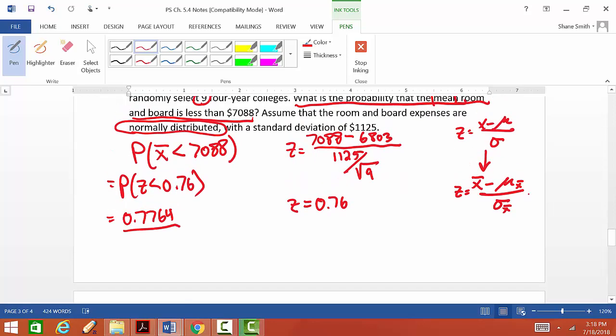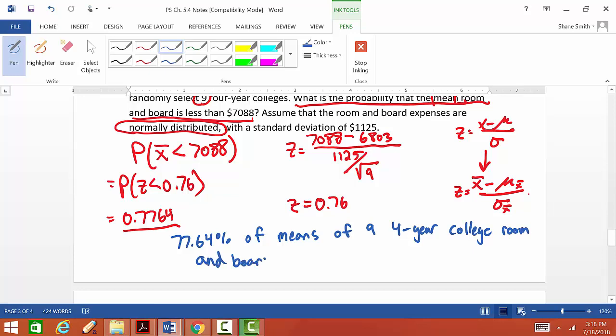Okay. And we're going to write it in a complete sentence. So 77.64% of the means of 9 four-year college room and board expenses are less than $7,088. And notice there's a few things I have in here that you must include.